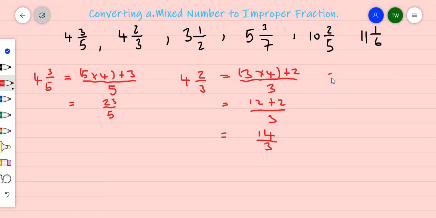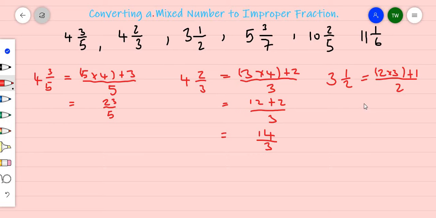We have 3 and 1/2. If we're going to convert this to an improper fraction, then we're going to take the denominator of 2 to multiply the whole number, which is 3. So we're going to have 2 times 3. Put that in a bracket. Then we must add the numerator, so we're going to have plus 1, and all of that over your original denominator of 2.